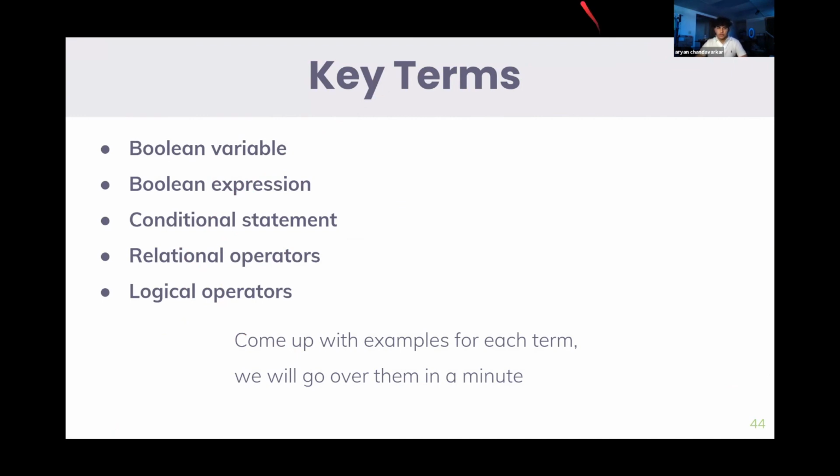All right, so our key terms: Boolean variable, Boolean expression, conditional statement, relational operators, and logical operators. Here are definitions that we came up with, as well as some examples. Can anyone else tell me an example of a Boolean variable or what it means? What did you guys come up with? True or false? Good job, Rock. Exactly. Okay. What about a Boolean expression?